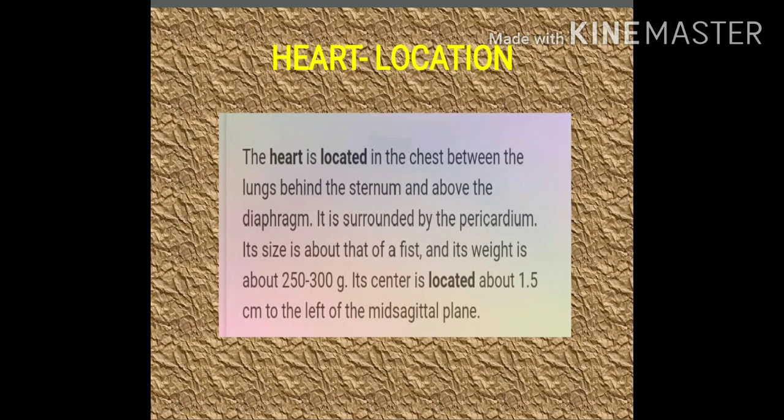Now, where is the heart located? The heart is located in the chest cavity between the lungs, behind the sternum and above the diaphragm. It is surrounded by the pericardium, and its size is about that of a closed fist, and it weighs about 250 to 300 grams. It is located slightly towards the left, that is about 1.5 centimeter left. The reason is because of the presence of liver, which is quite big in size and pushes the heart slightly towards the left in the chest cavity.